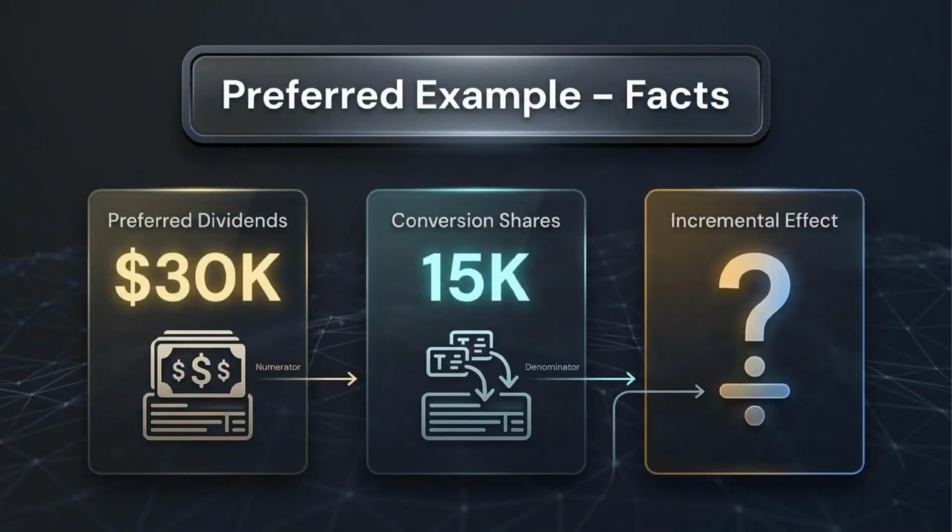Now look at the preferred stock example facts. Preferred dividends are $30,000 and conversion would create 15,000 common shares. Before putting this security into diluted EPS, isolate its incremental effect. This keeps the ranking clean. The addback and the shares are separate inputs, and the ratio between them tells us how dilutive the security is compared with other potential common shares.